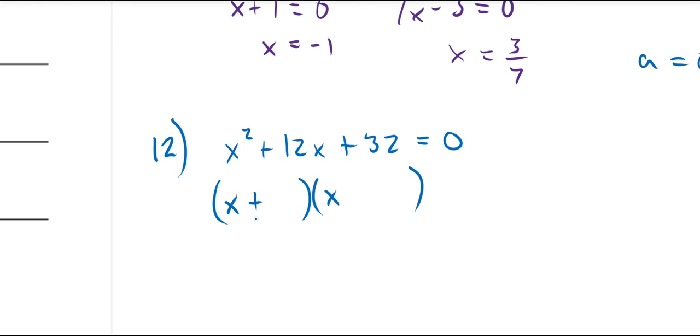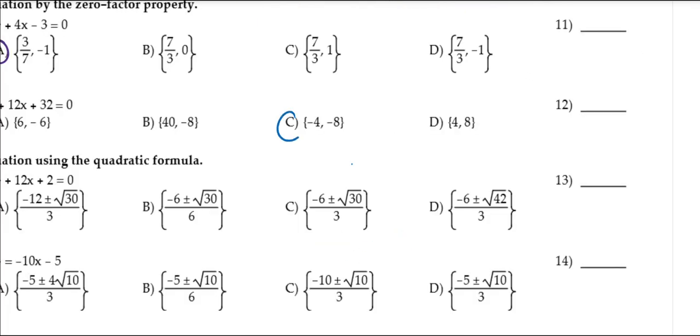Dropping this sign straight down, a plus times a plus will give me this plus. And now we're looking for factors of 32, which, same sign, sum up to be 12. That's going to be 8 and 4, giving us solutions at minus 8 and minus 4, which is answer C.